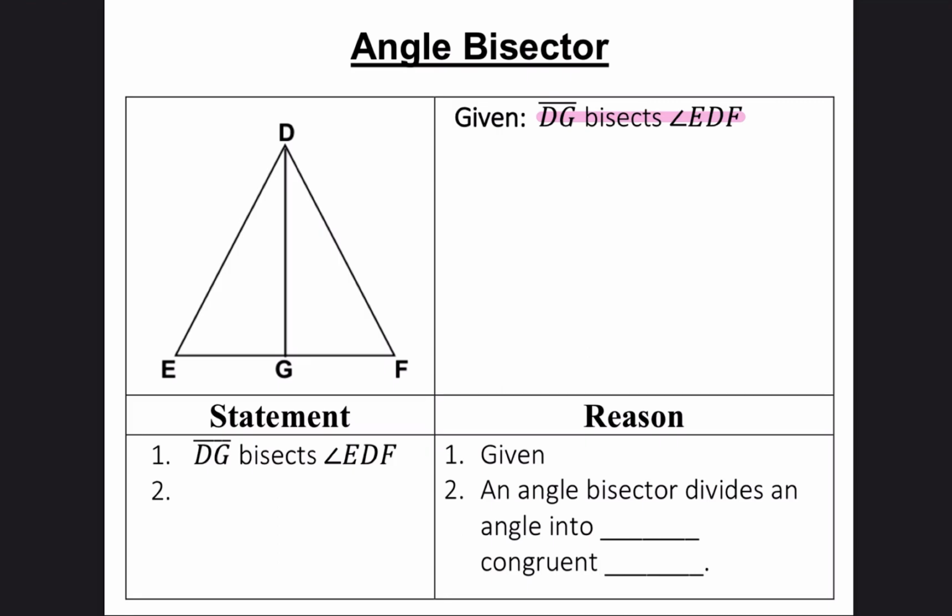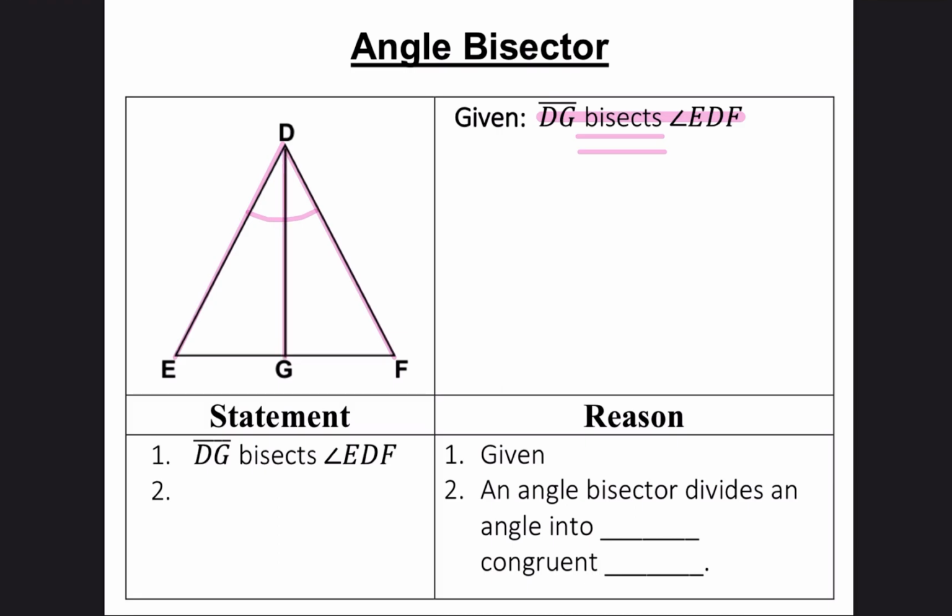to find angle EDF. So angle EDF is this guy up here, right? So now that we know that this is the angle that's being bisected, we have to think about what bisect means. Bisect means to cut in half, which means this angle that we just found is being divided by this DG into two congruent halves.